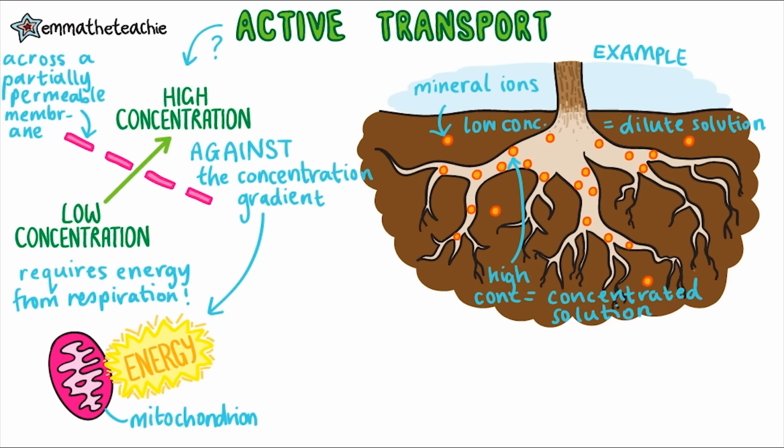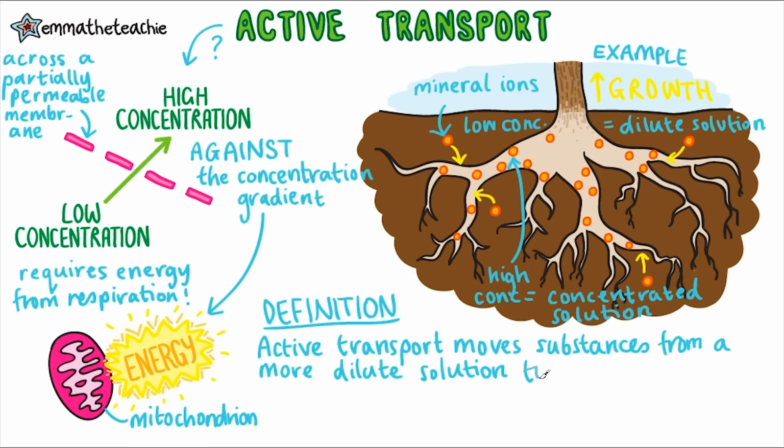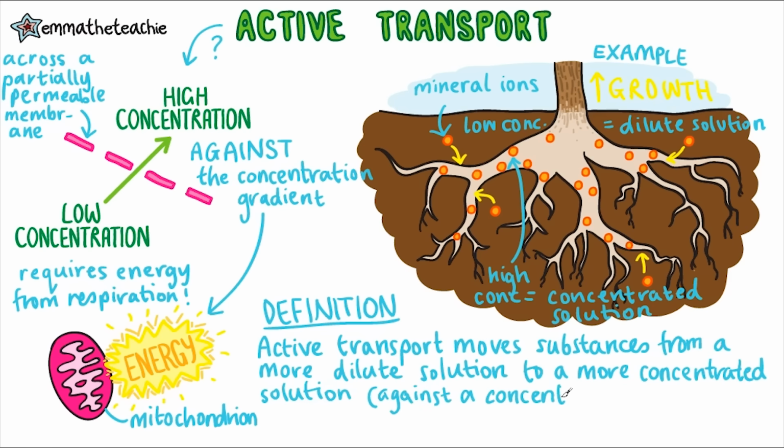In active transport, the mineral ions move from the dilute solution in the soil into the more concentrated solution in the root hair cells. Moving against the concentration gradient requires energy from respiration in the root hair cells. This allows the plants to continue to grow even when they're in poor quality soil. Returning to our definition, we can now say that active transport moves substances from a more dilute solution to a more concentrated solution, i.e. against a concentration gradient. This requires energy from respiration.